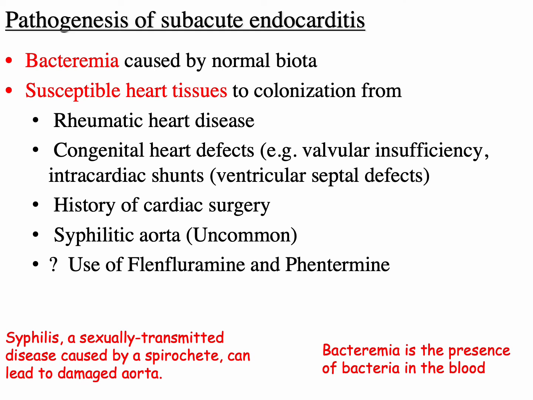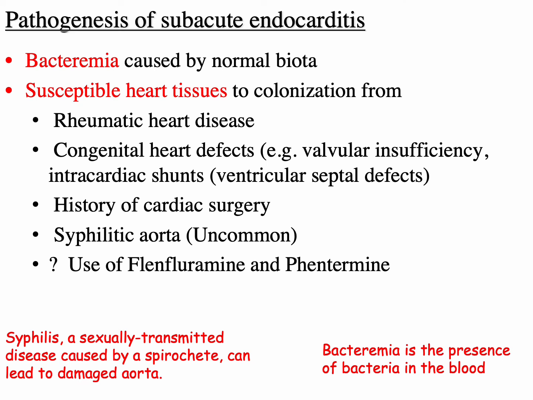Or other congenital heart defects like intracardiac shunt, where there is an opening in the septum. So congenital heart defects can lead to susceptible heart tissue, as can a history of cardiac surgery, such as repair of the heart valve. And then you have syphilitic aorta. This is not common now, but in the old days it was quite common.